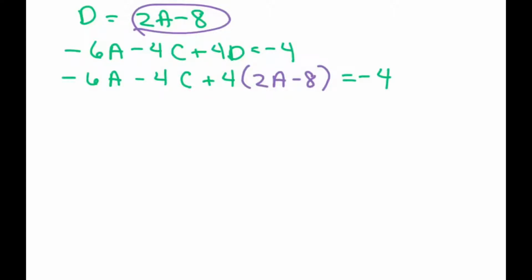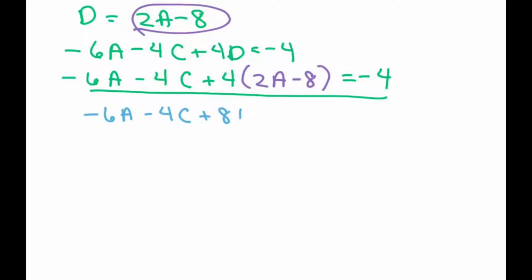What I want to do here is simplify this one. So we're going to get negative 6a minus 4c plus 8a minus 32 equals negative 4. So combine my a's here. I'm going to get 2a minus 4c equals, I'm going to add the 32 and you get 28.